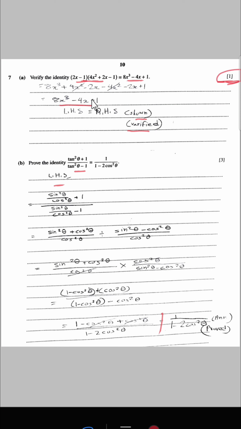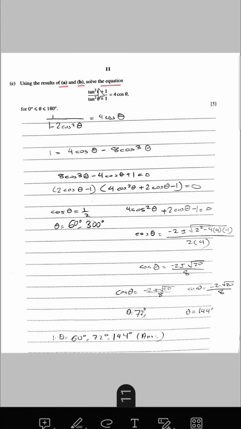Then in question number C, use the results in A and B to solve this equation. To solve this equation, we know that tan square theta plus 1 by tan square theta minus 1 is equal to the given here in B. So we put this substitution, that is 1 by 1 minus 2 cos square theta in place of this tan square theta, and then expand this and we come to see this equation.